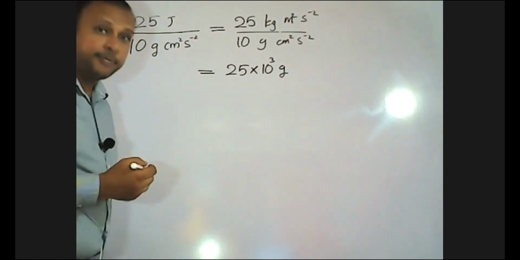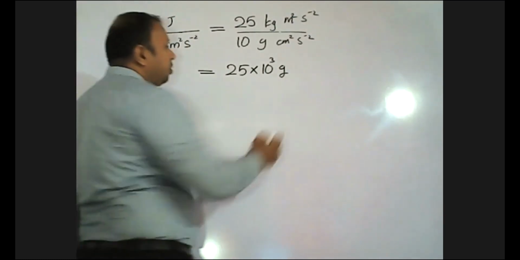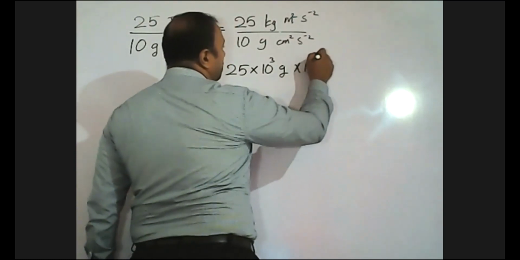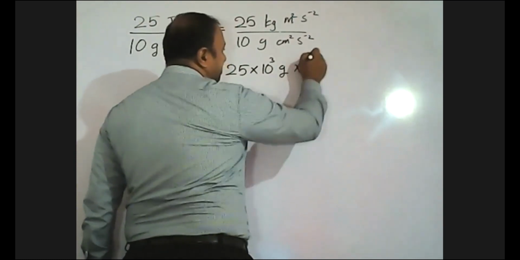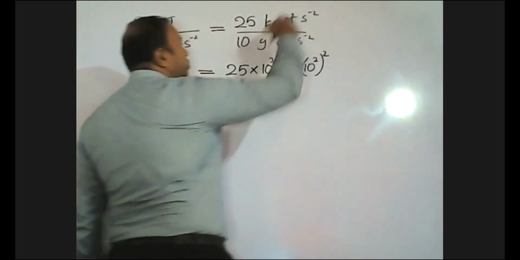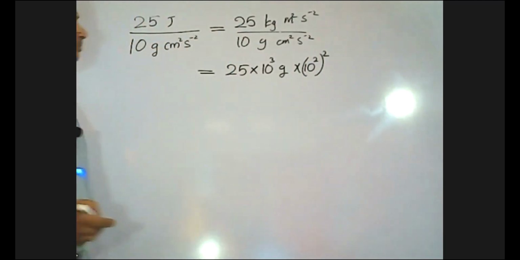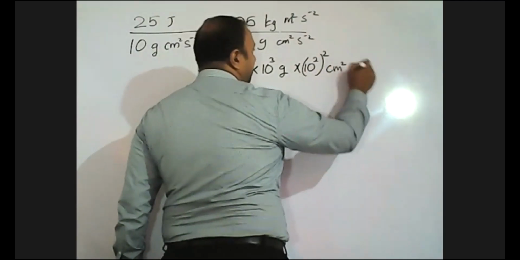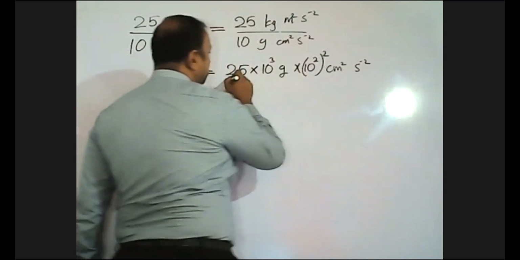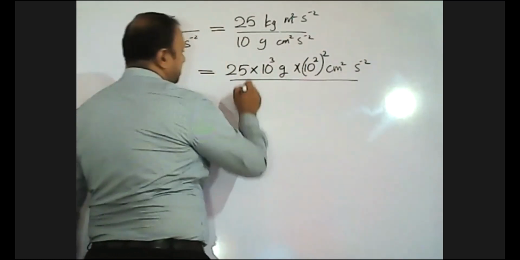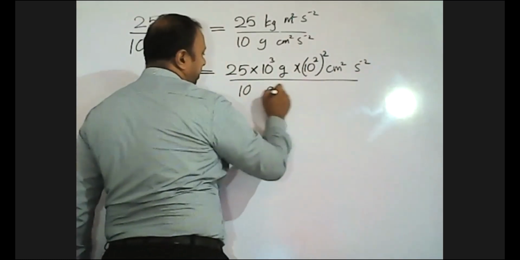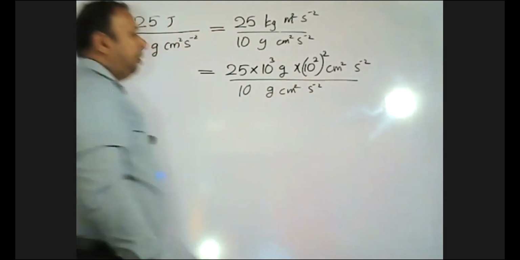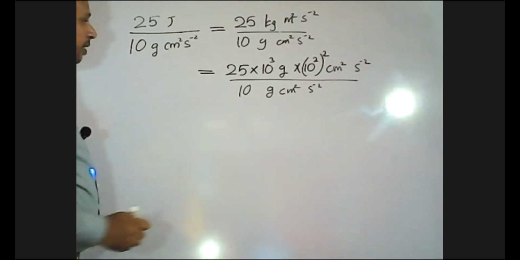Meter and centimeter, the ratio between these two is 10 to the power 2. So I have to multiply it by 10 to the power 2 and take the second power because there are 2 meters. Then it becomes centimeter square. And I don't want to convert this one. In 10 gram centimeter square per second, per square second.